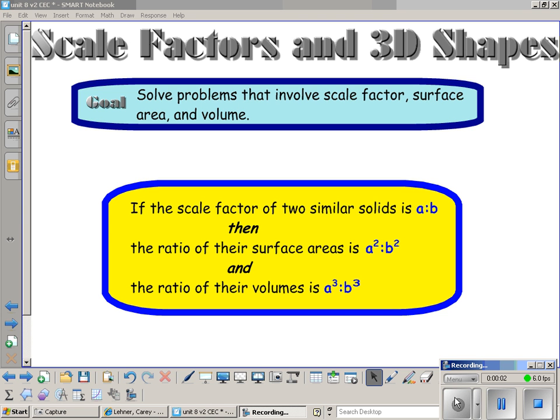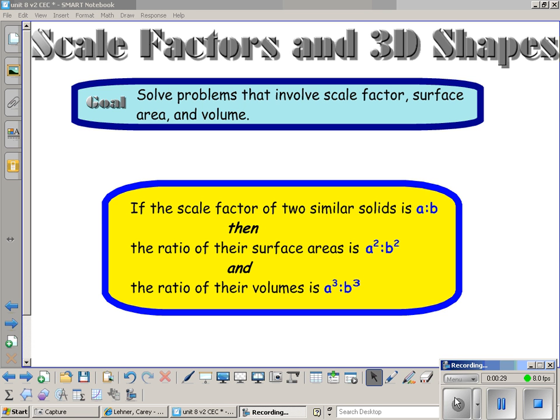In this lesson, we are going to look at scale factors and three-dimensional shapes. If the scale factor of two similar solids is a to b, then the ratio of their surface areas is a squared to b squared. This is no different than in the previous lesson where we looked at just the ratio of areas. It still has the word area. Now we're just talking about surface area because it's a three-dimensional object.